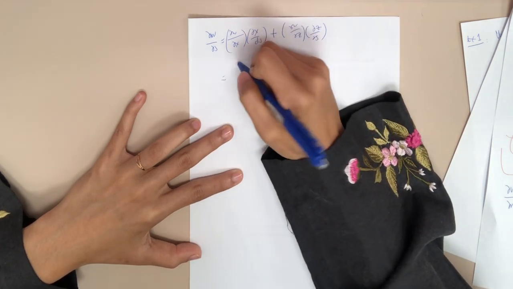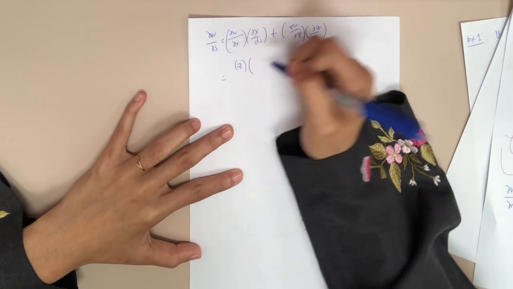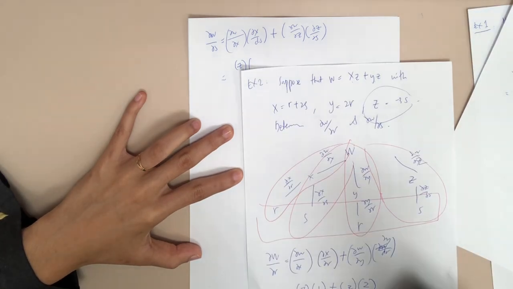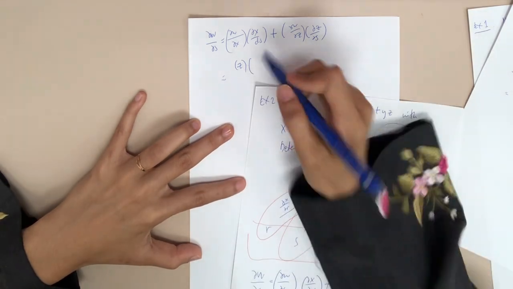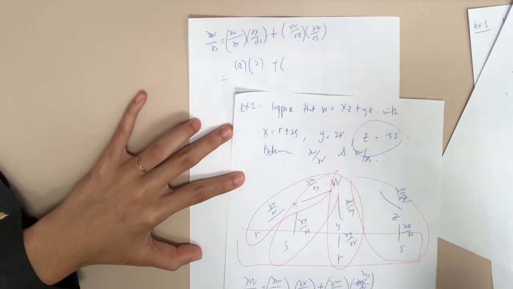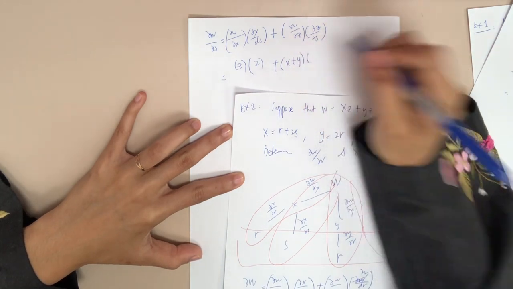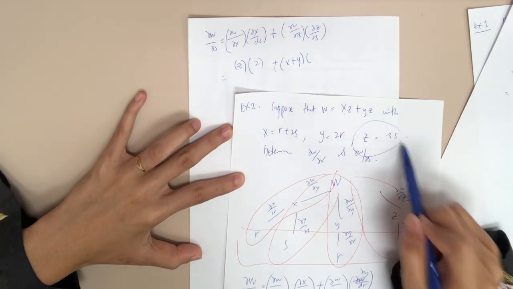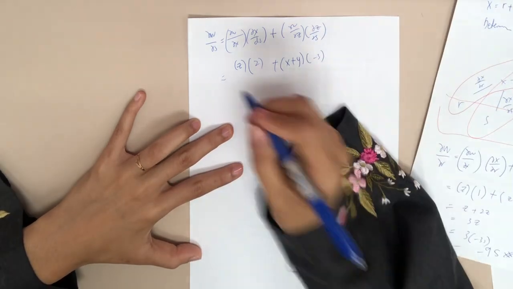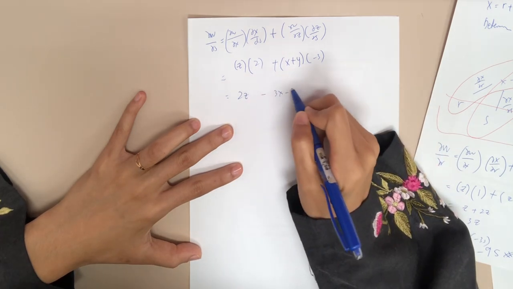So dw/dx just now is z. Okay, dx/ds, so it will be 2. Okay, plus dw/dz, so it will be x plus y. Okay, dz/ds is negative 3. So this one is 2z, and this one will be negative 3x negative 3y.